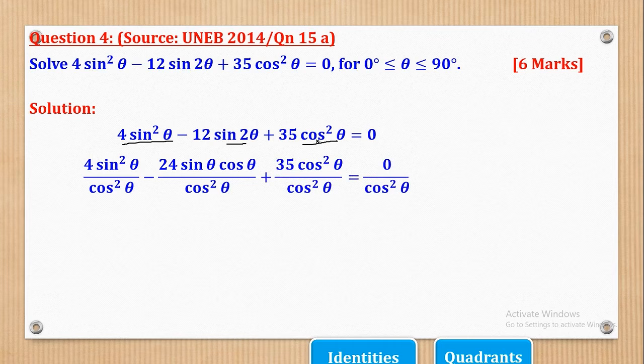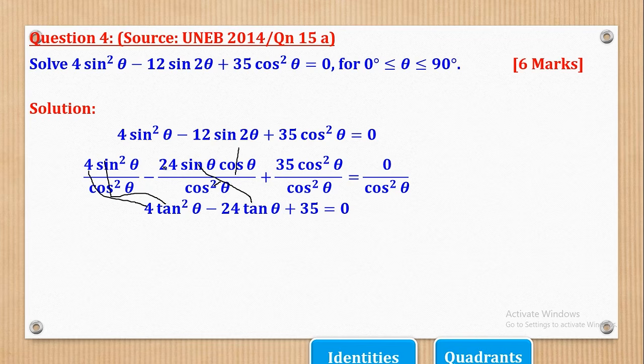Here we shall now first divide throughout by cos squared theta. So when I divide throughout by cos squared theta, I'll come up with this side. This will give me tan squared theta, but there's a 4 here. Then here one cos will cancel with this one, but the other cos will give me tan theta, but there's 24 here and there is a minus there. Then here this will cancel and remain with 35, and there is a plus there. This will give me 0.